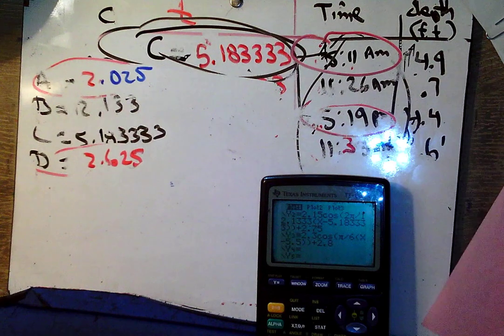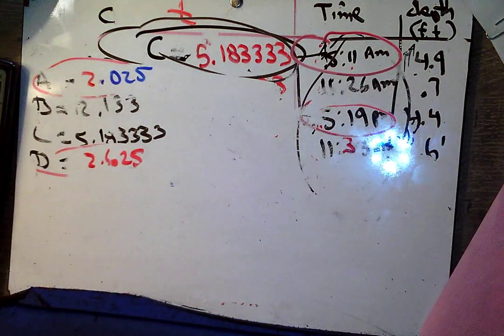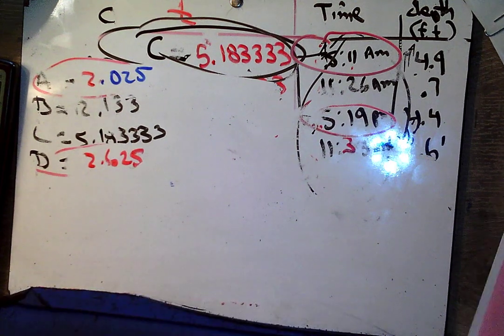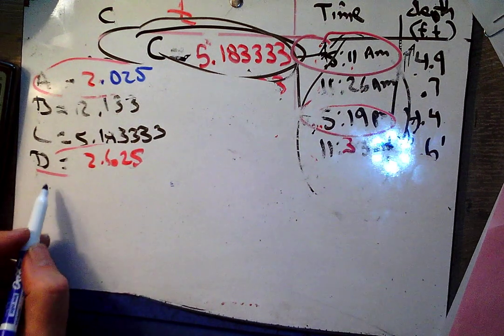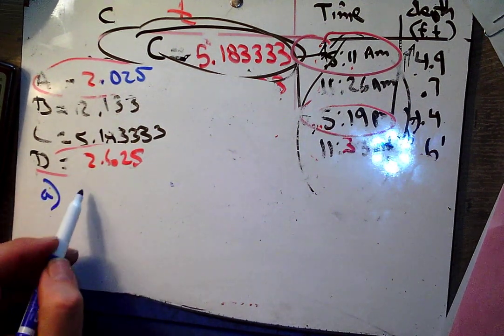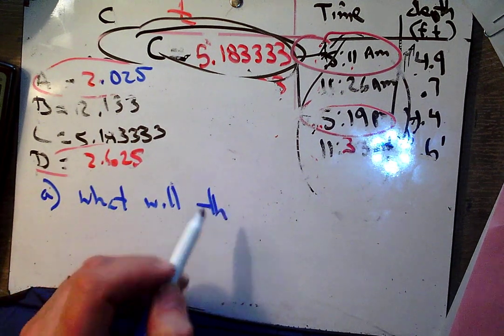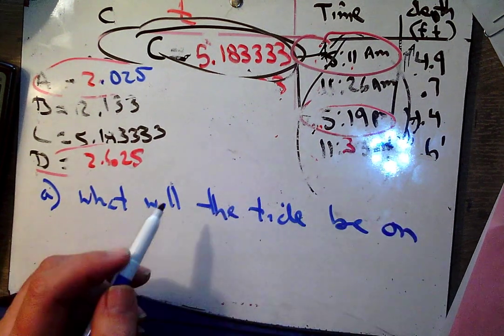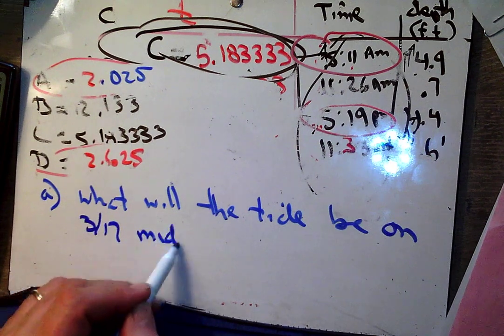Well, there's two things, right? We said we would run into two types of questions. One question where we are given an input and asked to find an output, and another where we're given an output, but we're asked to find an input. So, which one is this? A. What will the tide be on 3/17 at midnight?